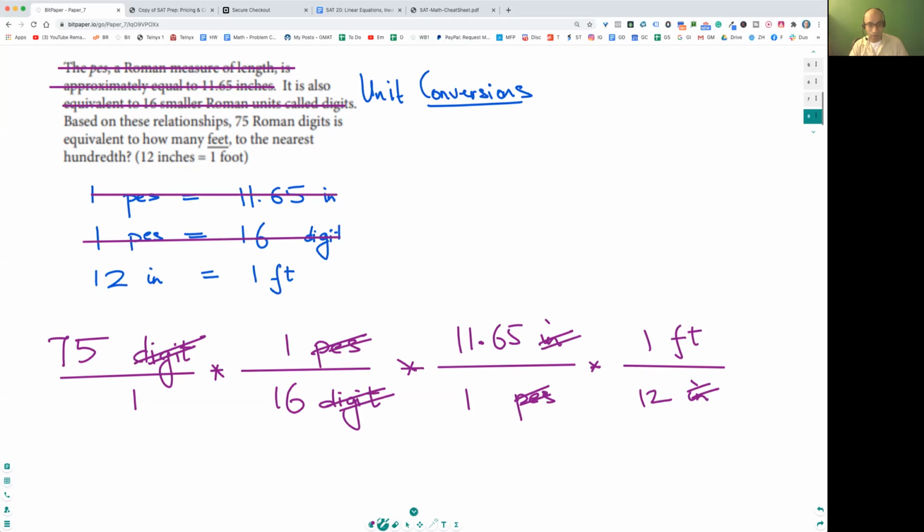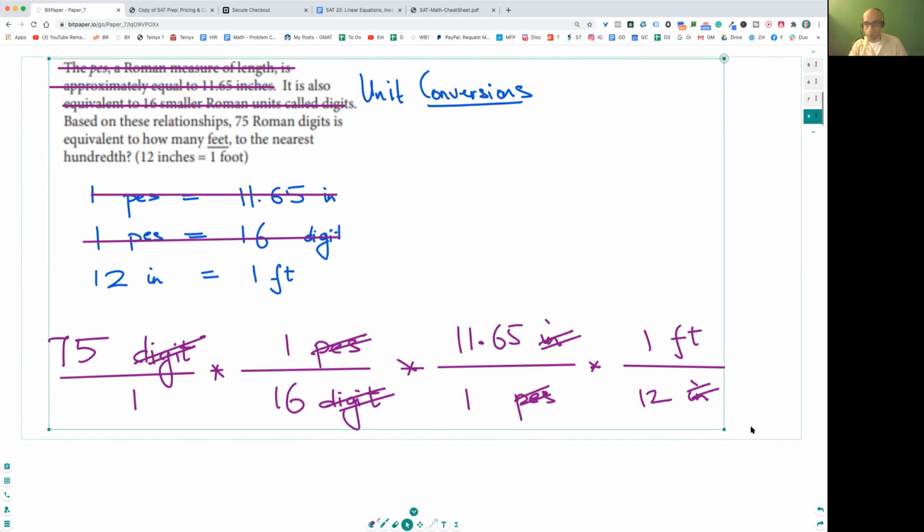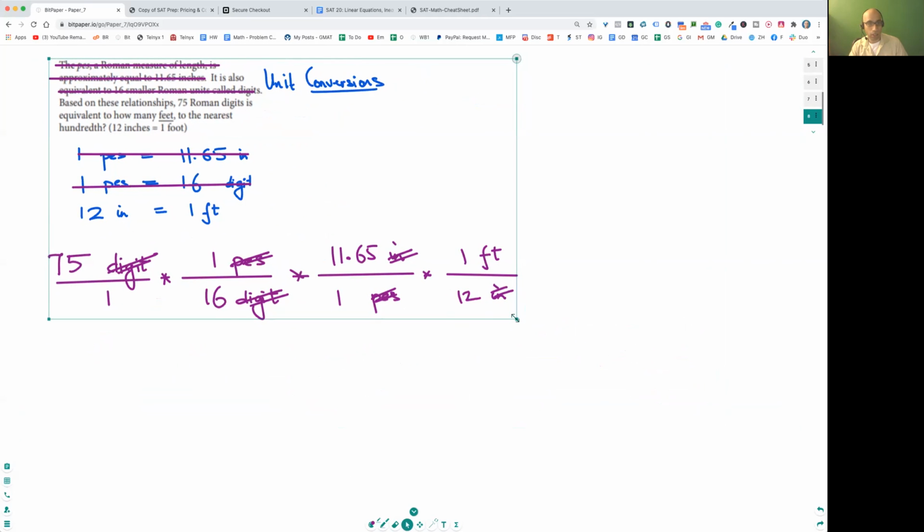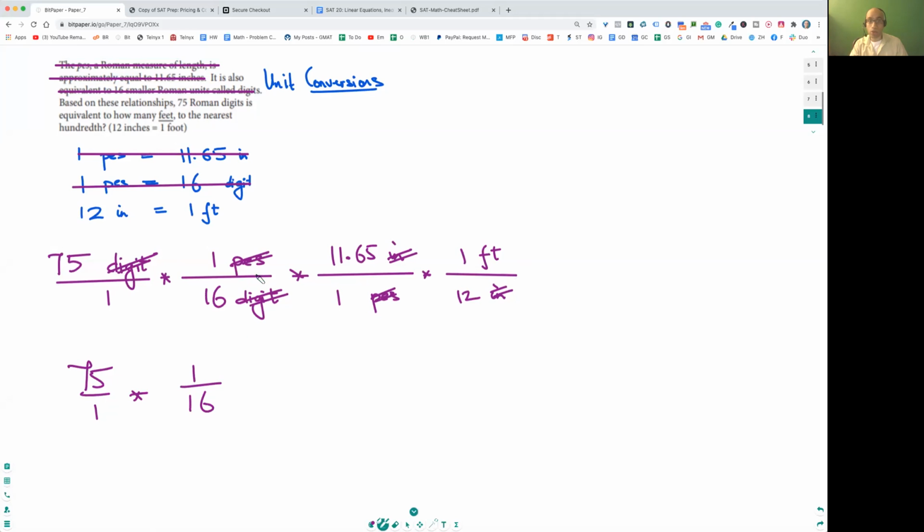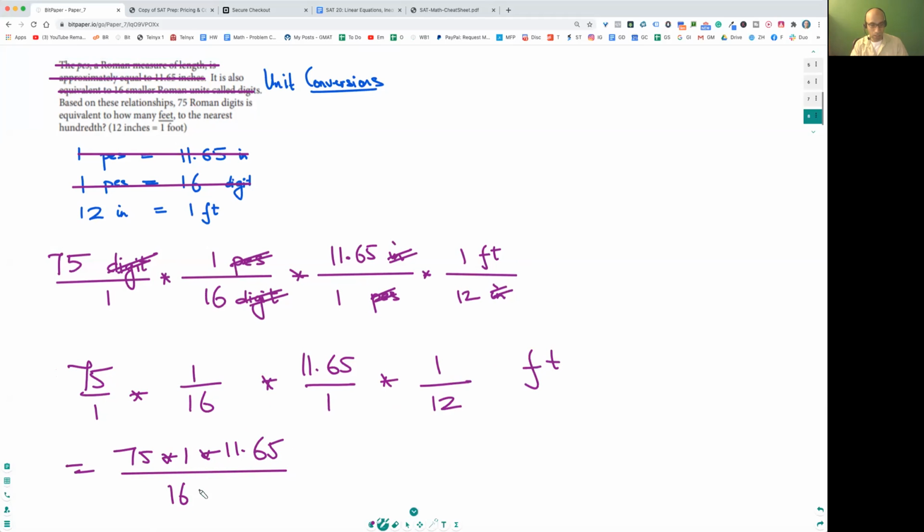So let's write this down a little bit better. I'm going to squeeze this a little bit here to the left, and then I'm just going to write this down as 75 over 1 multiplied by 1 over 16, right? Remember, the units are all gone now, okay? Times 11.65 over 1 times 1 foot over 12, right? So you've got these fractions. Now, all you've got to do is just multiply them, right? So you've got 75 times 1 times 11.65, divided by 1, which you can ignore because it's just a 1, and 16 times 12, right? So let's see what that comes out to.